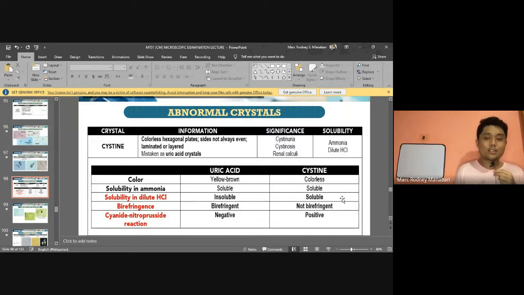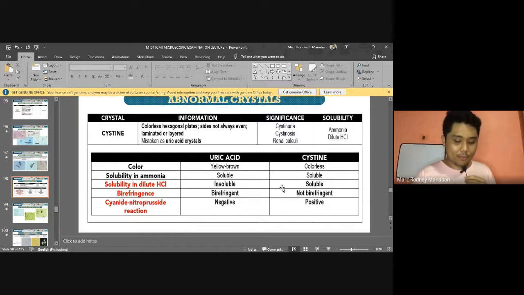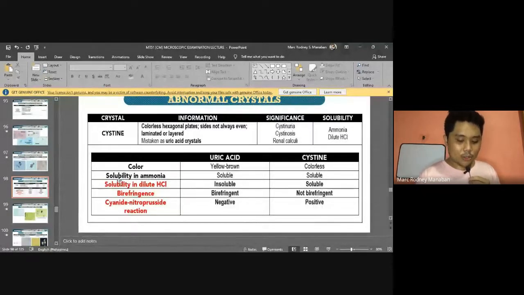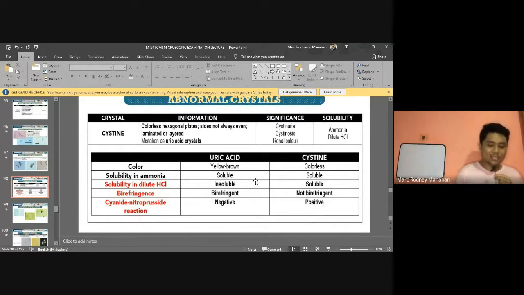So those are the cysteine stones, kidney stones. Solubility, again: ammonia and dilute HCl. So how do we differentiate uric acid? Many tests can be performed. You can perform the cyanide nitroprusside reaction test, which is confirmatory for cysteine, positive cysteine. You can also use dilute HCl, cysteine is soluble, uric acid is insoluble. There are many possible tests, but again, the cyanide nitroprusside reaction will do.